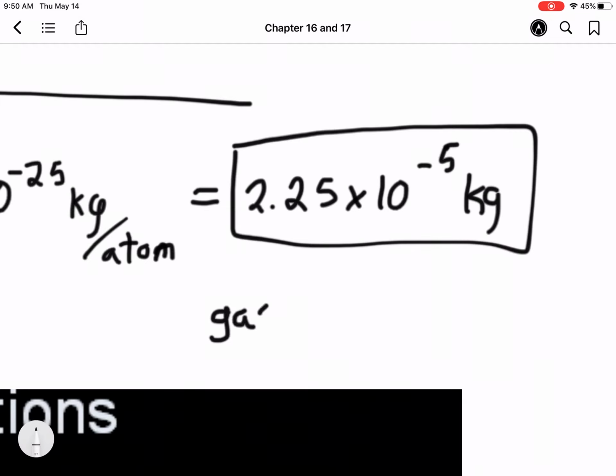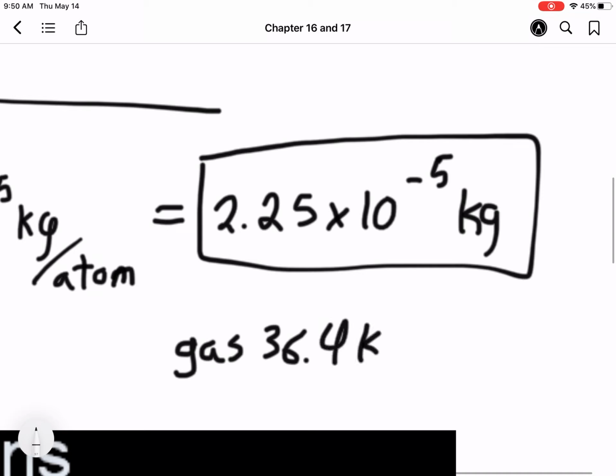So if you think about it, for the gas I needed 36.4 kilograms. So I need 36.4 kilograms to get the same amount of energy of gas. So the gasoline needs 36.4 kilograms, and the uranium needs 2.25 times 10 to the negative 5 kilograms, right? So that's 0.02 grams, essentially. That'd be the equivalent of 0.02 grams. So 2% of a gram, right?